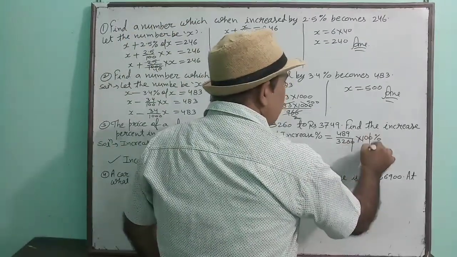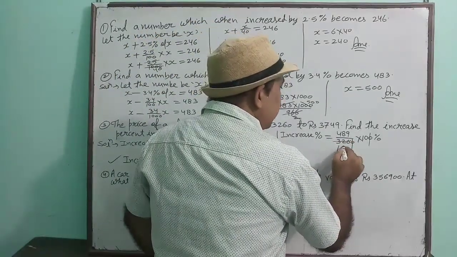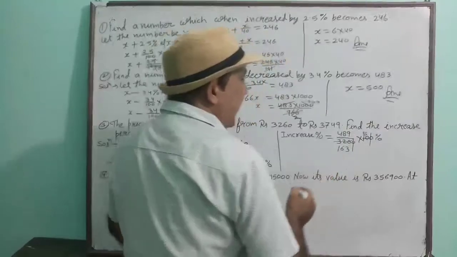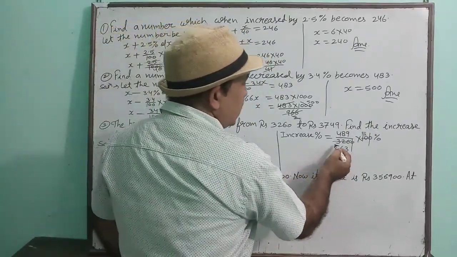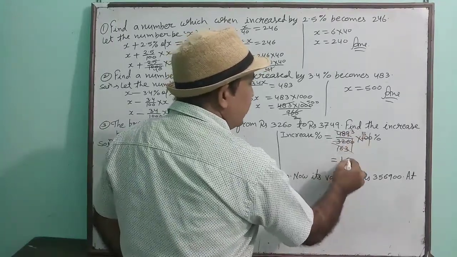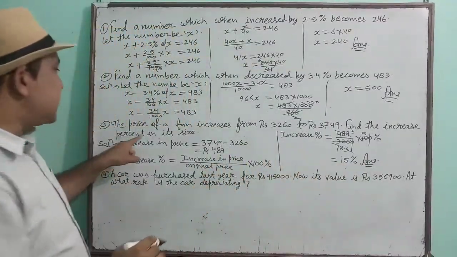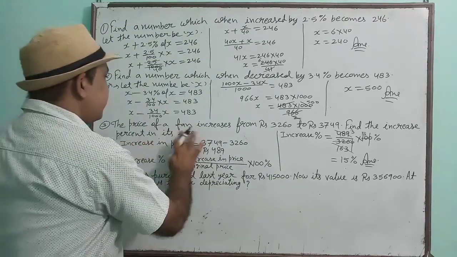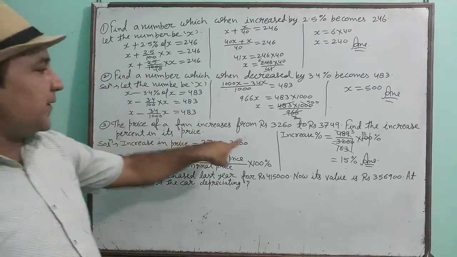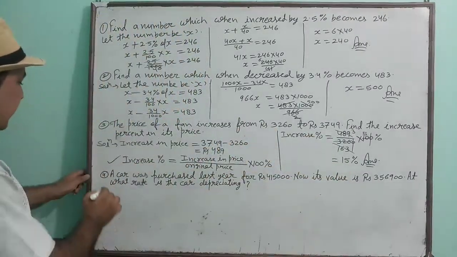See here, 0 and 0 cancel each other. 2 divides this number by 163 and 2 divides 10 by 5 times. Now see children, 163 can divide 489 by 3 times. So 3 into 5 is 15. That means the increase percent in its price is 15%. Understood? Now see the question number 4.